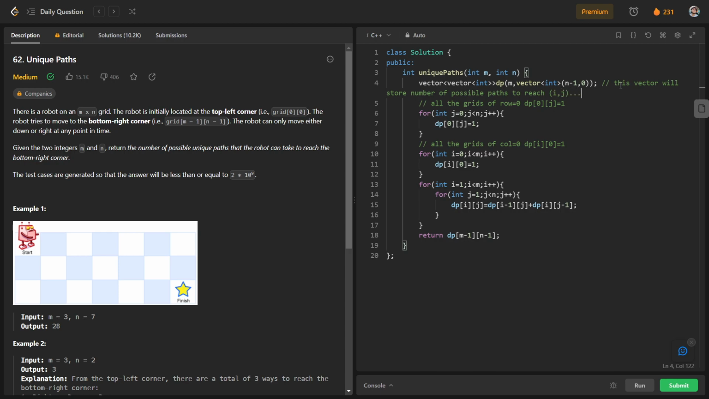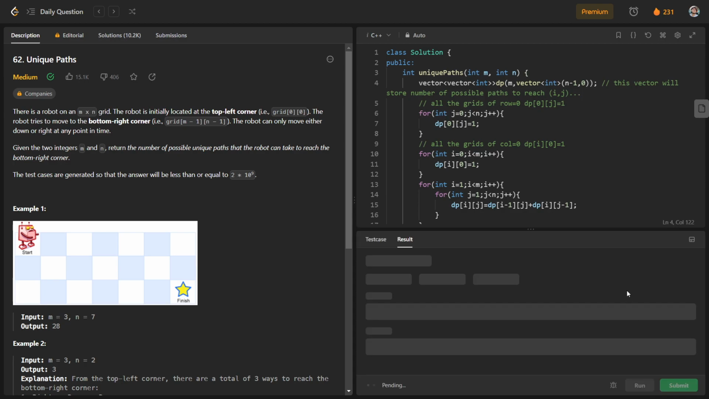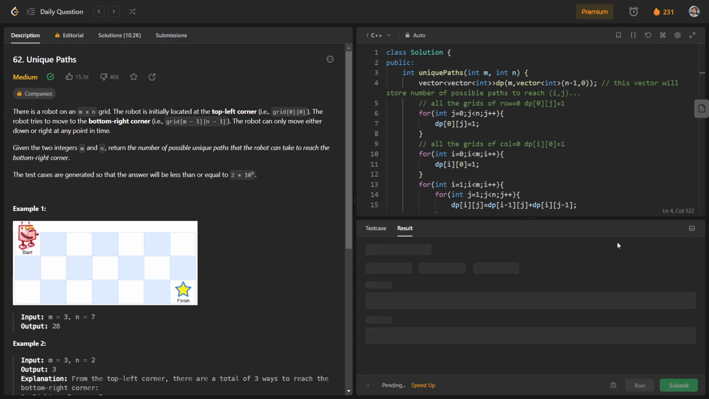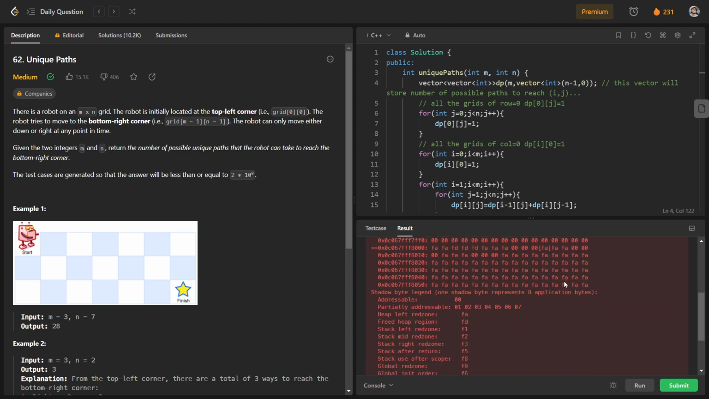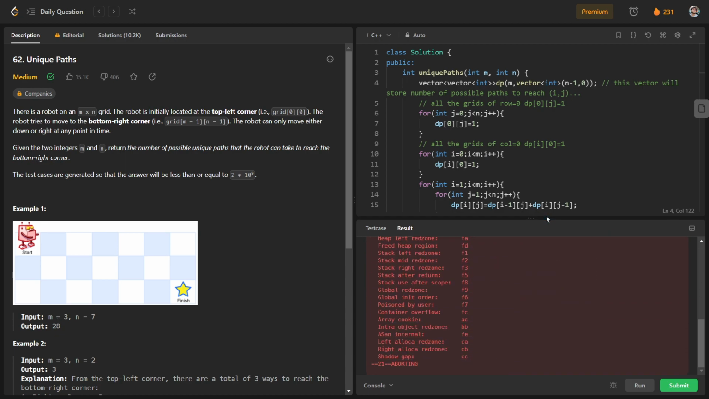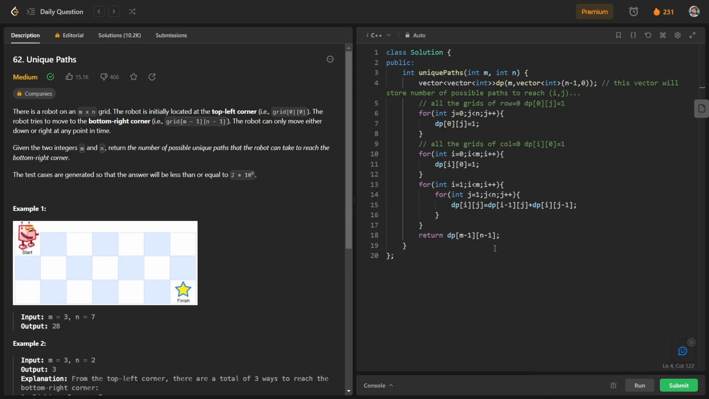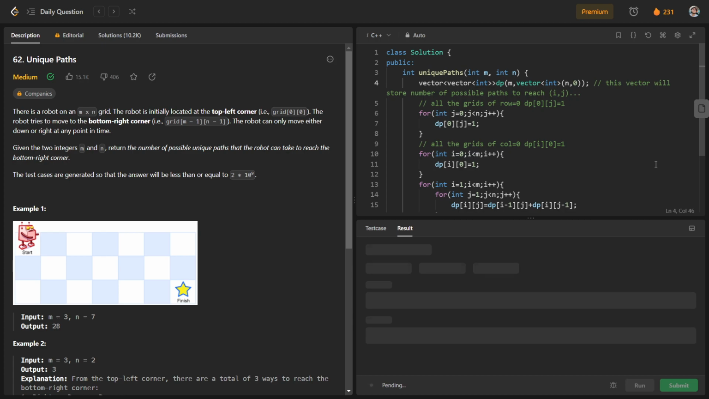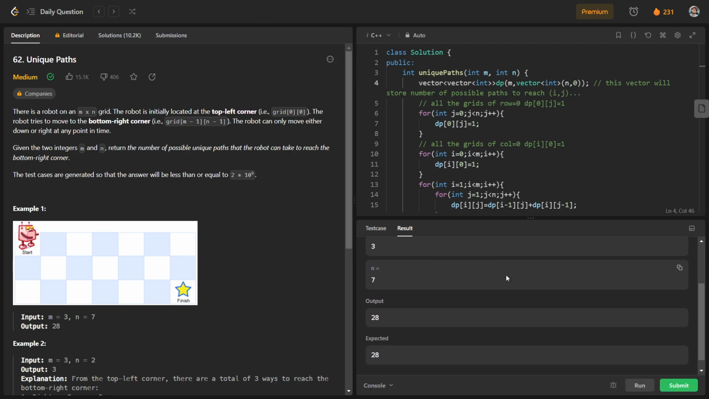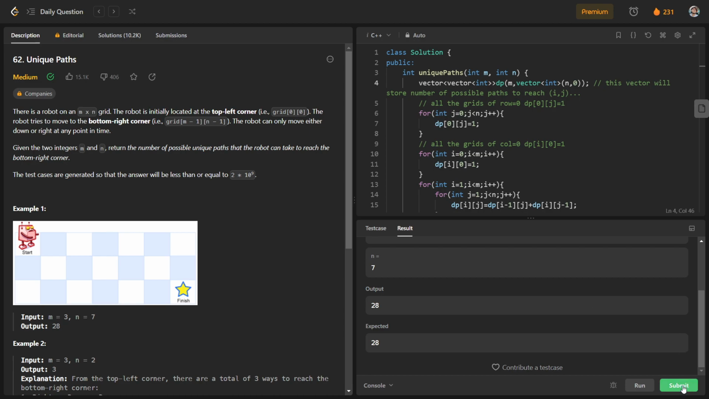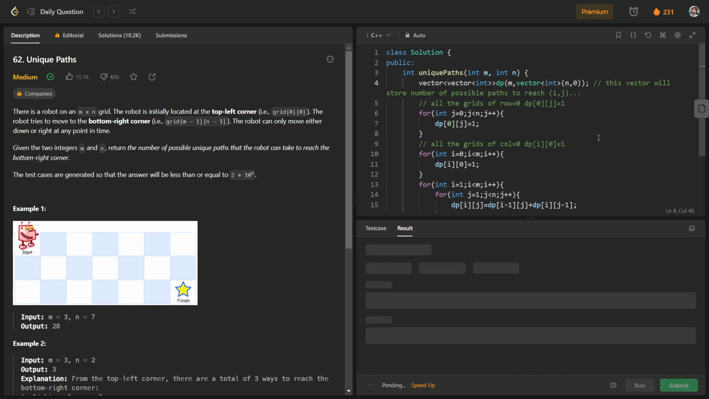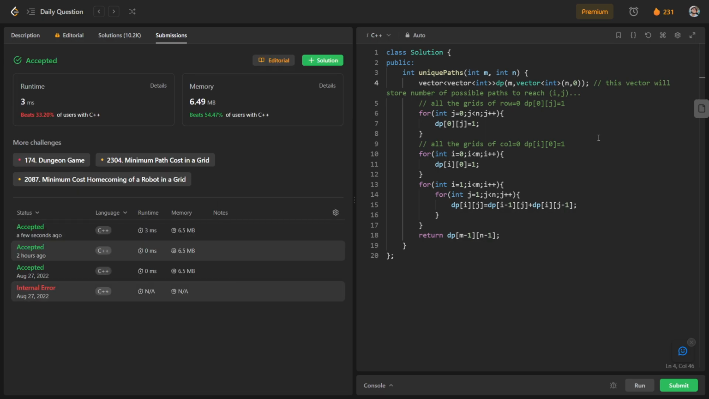Okay, so let us try to run this code. So there is some error here, so let us fix that error. Okay, so we have to return dp of m minus 1 comma n minus 1. I have made a mistake here, that is, the size of this vector should be m cross n. So this will work perfectly. So you can see that all the test cases are passing. Let us see for main cases. So all the main cases are also passing.